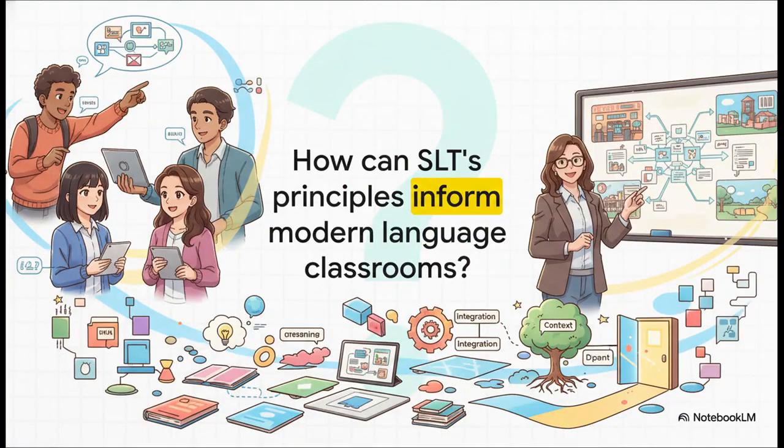So, this all leaves us with a really important final thought. You probably won't find many classrooms today that use pure SLT, but that core idea that language should always be taught in a clear context is still incredibly powerful. So the question for teachers today is, how can we take the best parts of SLT, that clarity, that structure, and blend them into the more communicative, dynamic ways we teach now?